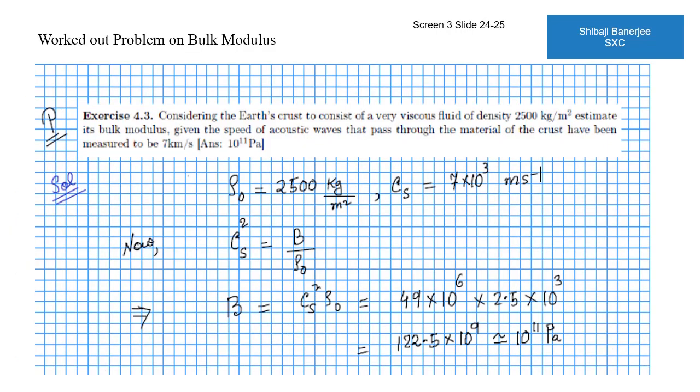This problem shows how to estimate the bulk modulus of the Earth's crust, given the measured values of the sound speed and the density of the crustal material. The sound speed, bulk modulus connection, covered in the last lecture, is employed to get the sound speed.